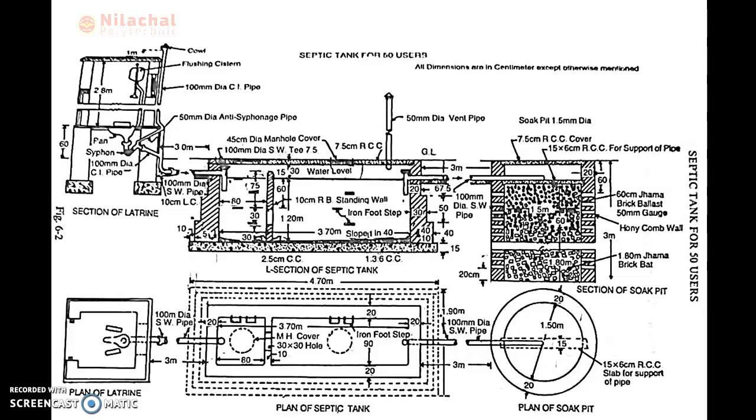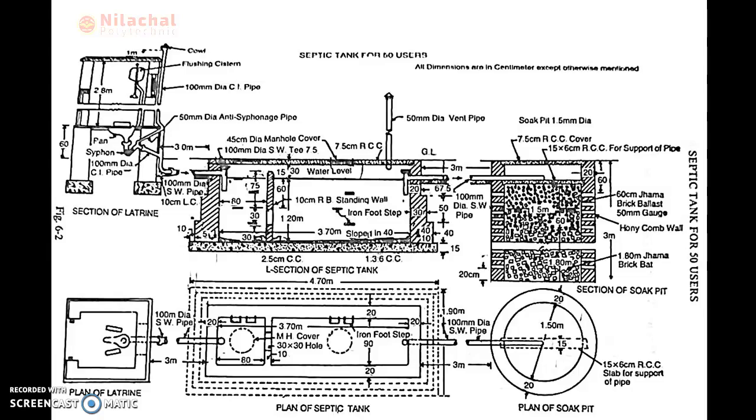The plan of the septic tank is provided, and the L section of the septic tank, and the section of the soak pit, and the plan of the soak pit, and the plan and section of the latrine also. So here three plans are provided: one for the latrine, one for the septic tank, and one for the soak pit. First we discuss the plan of the septic tank, and the L section of the septic tank defines the cross section of the septic tank.